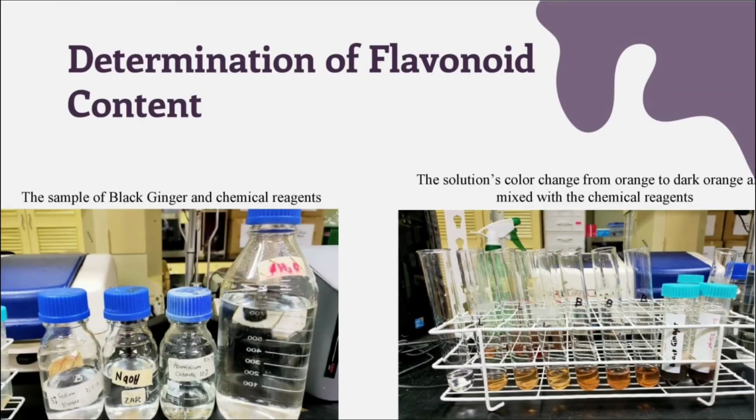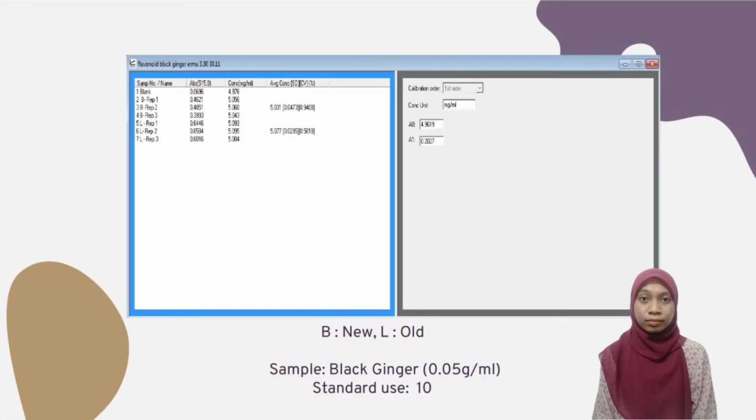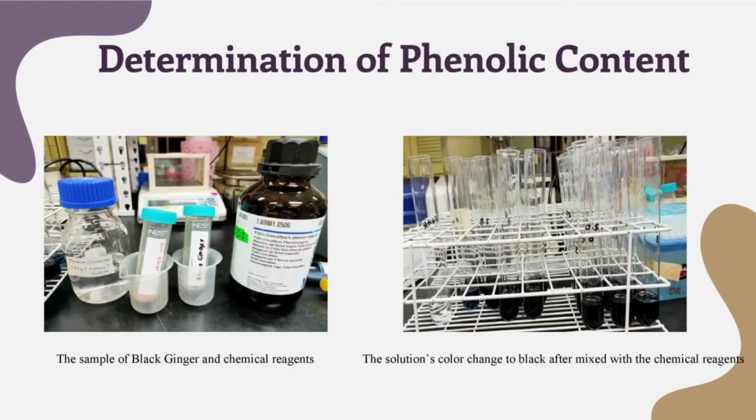The determination of flavonoid content. The sample tested was the new and old sample of black ginger solution. The new and old black ginger samples with a concentration of 0.05 gram per milliliter were tested by using the standard of 10. The highest concentration possessed by the old black ginger sample, with an absorbance value of 0.6584 and concentration of 5.095.